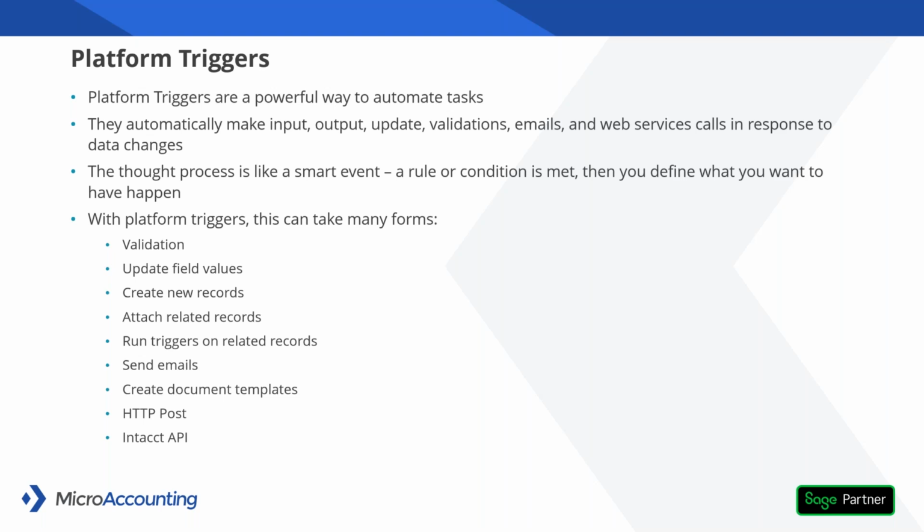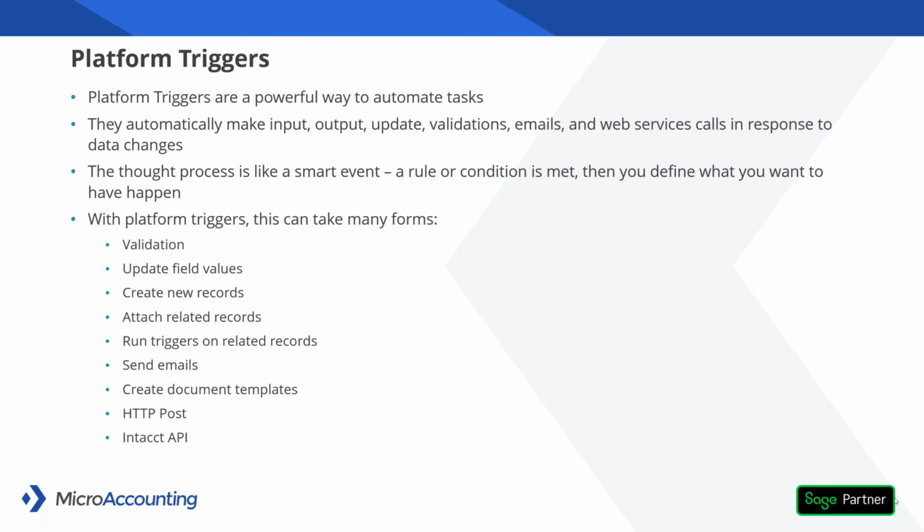Next would be an update field values trigger. This is how you can automatically update fields in the current object or a related object when conditions are met. A formula calculates the new field value. With this one, an example would be setting payment terms based on whether a D&B number is present. So you can check if one field is present, and then you can say update this next field accordingly.